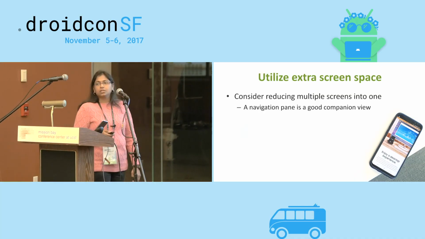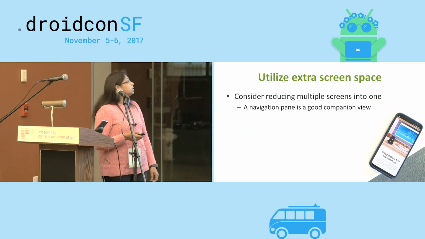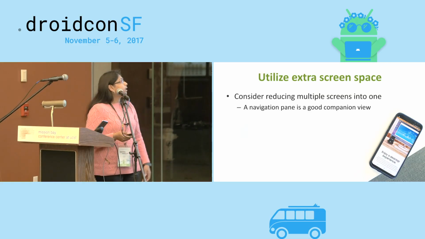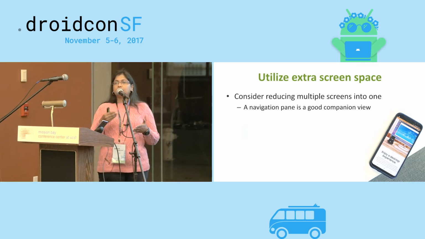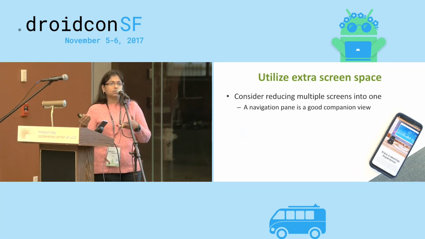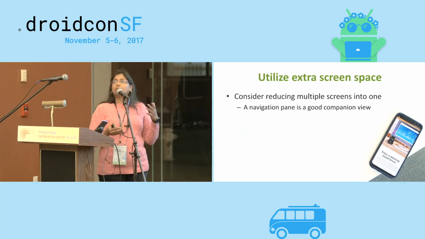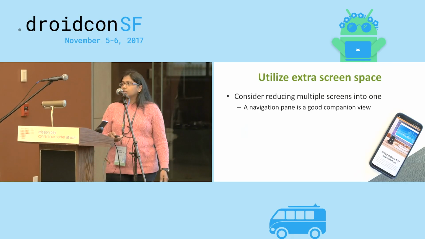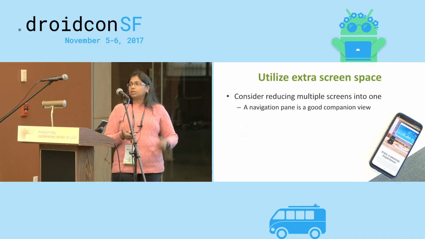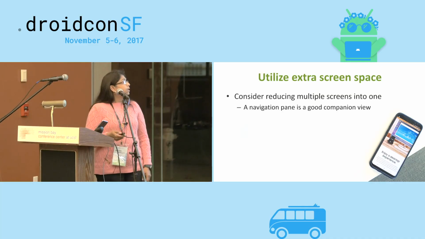Some of the suggestions we give to optimize your application for the desktop user experience is to consider reducing multiple screens into one. If it's a mobile device, you have a smaller display, so it makes sense to switch from screen to screen for better user experience. But since in the desktop mode we have a bigger screen, you can take advantage of it and try to put all the information into one screen. One good way is to use the navigation pane, just like the one that you see in the PowerPoint presentation. So that is one good example to use a navigation pane.